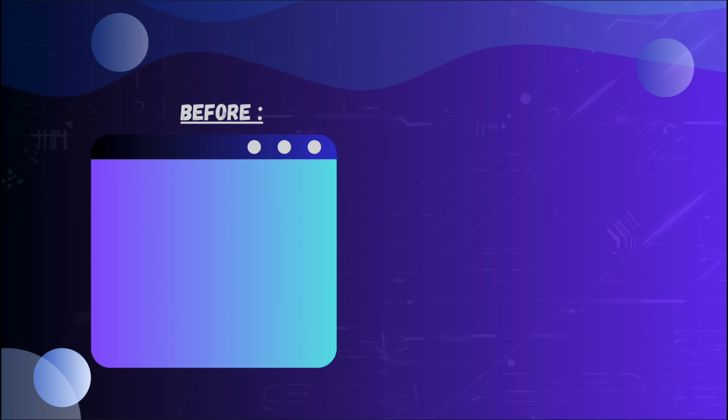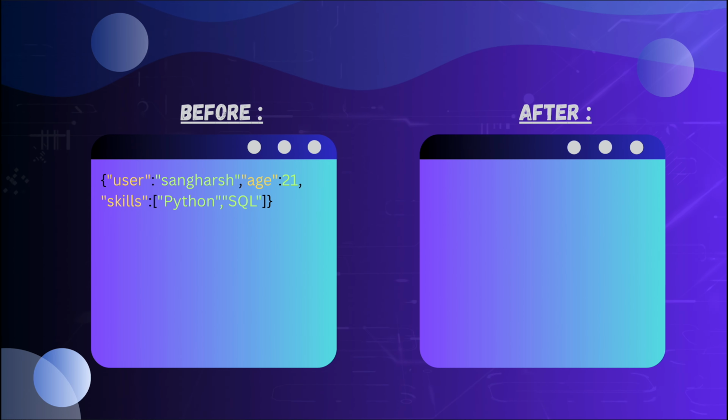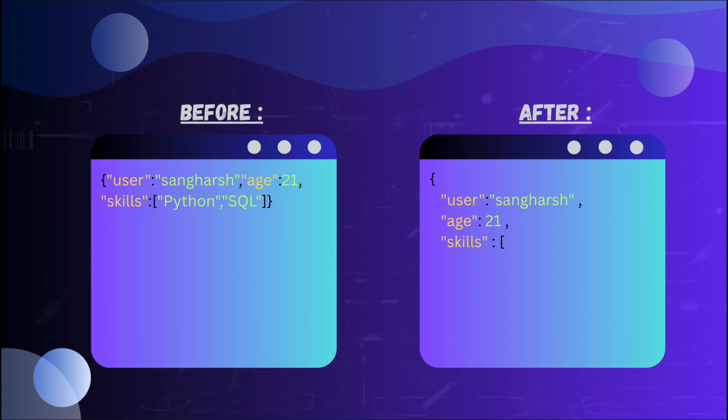Here's a quick before and after comparison. The left side is a raw dump, packed, messy, and hard to trace. The right side is clean and structured. Every detail stands out. And when you are debugging or collaborating with a team, that clarity is priceless.